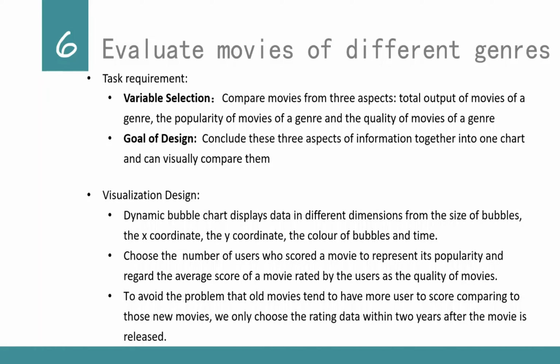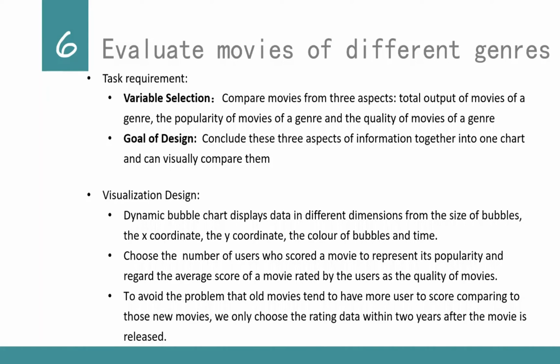So to solve this problem, we intend to compare movies of different genres from 3 aspects: the total output of movies, the popularity of movies, and the quality of movies. The goal of this design is to conclude these 3 aspects of information together into one chart and can visually compare them and see the changes over year. So dynamic bubble chart is a suitable choice to meet above requirement. It displays data in different dimensions from the size of bubbles, the x-coordinate, y-coordinate, the color of bubbles, and time.